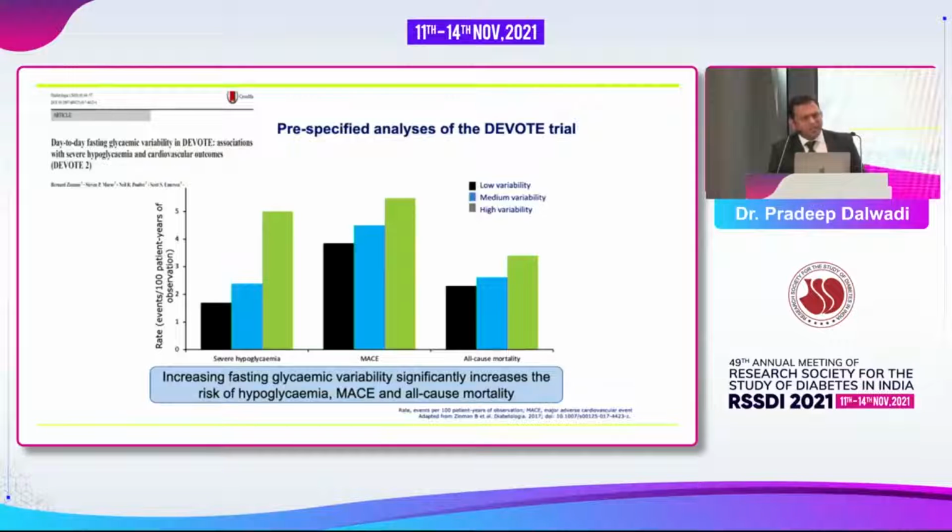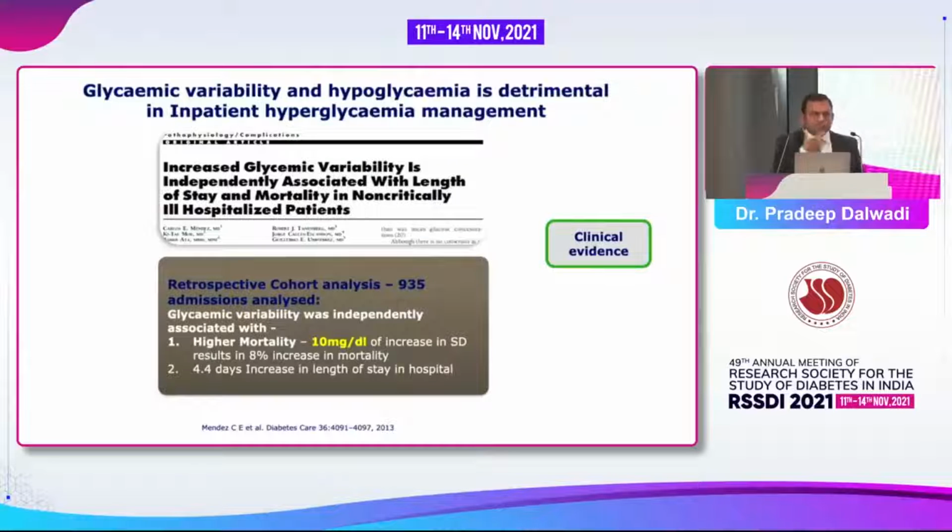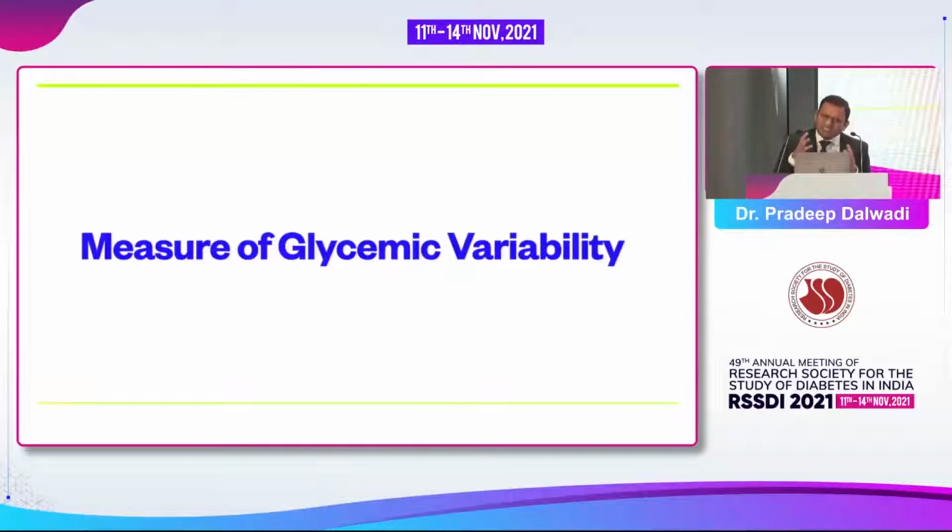We all know about the DEVOTE trial, and if you see a pre-specified analysis of the DEVOTE trial, they have said that people having more fasting glycemic variability are associated with a significantly increased risk of severe hypoglycemia, MACE, and all-cause mortality. Not only that, even short-term glycemic variability in a hospitalized patient is associated with adverse outcomes. This was a really nice study which has shown that short-term glycemic variability when a patient is admitted is associated with increased mortality and hospital stay. So we have numerous data about the impact of glycemic variability on diabetes-related outcomes.